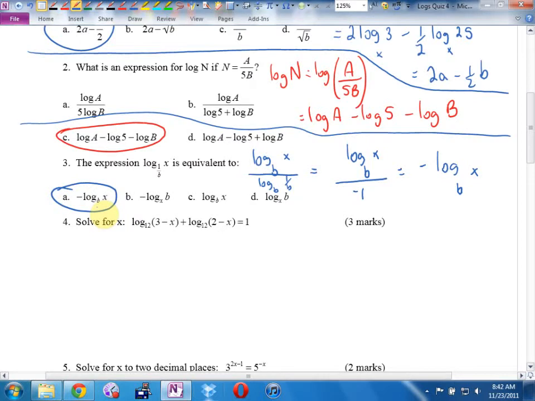Just curious, how many of you got all three of the multiple choice right? Because I didn't water these ones down. So if you did, well played.